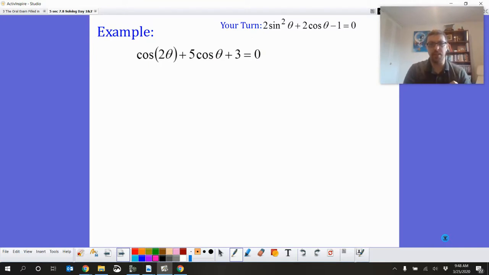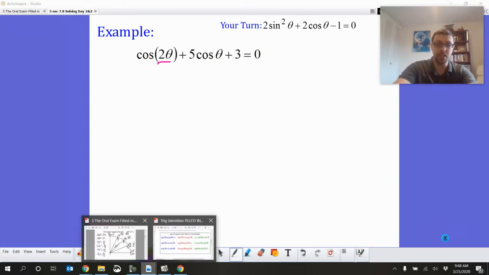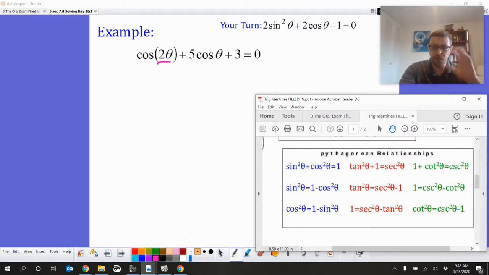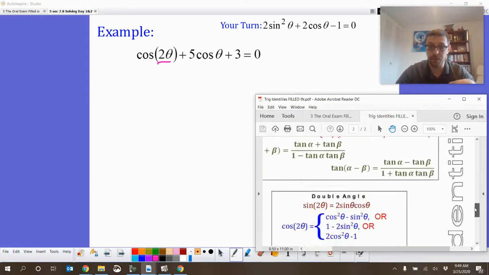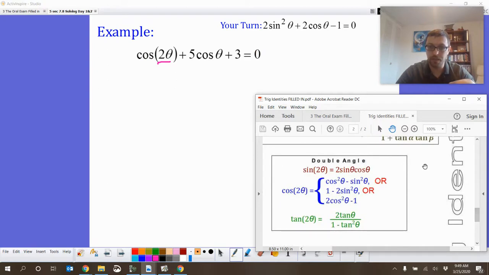So this one is a funny business problem. So I've got cosine of 2 theta. Funny business. I don't like that. That is causing trouble. So I want to use my trig identity sheet to get rid of that. So it's the 2 theta that I'm upset about. So that's telling me, hey, I should check out my double angles. That's going to be a good place to look. All right, here we are.